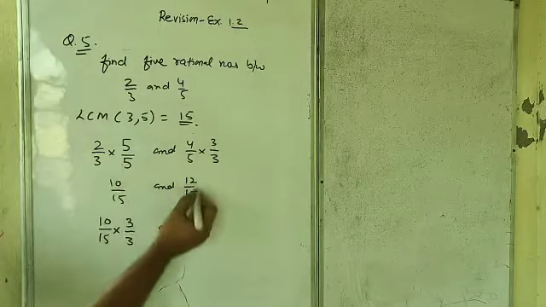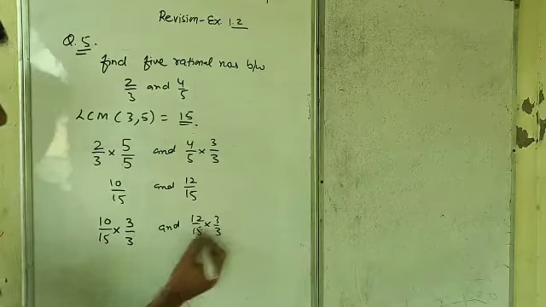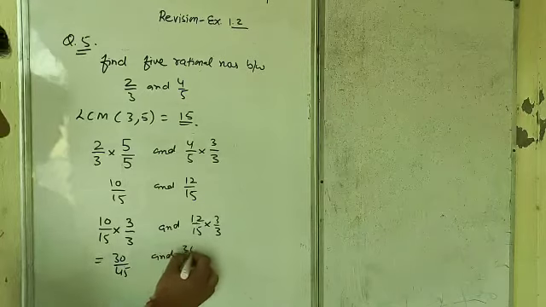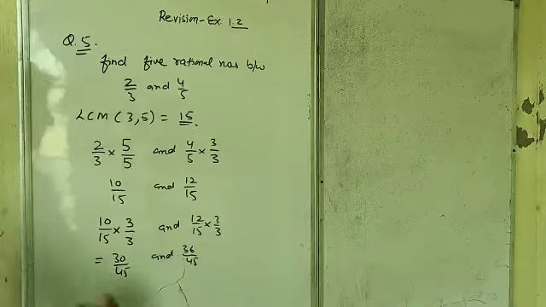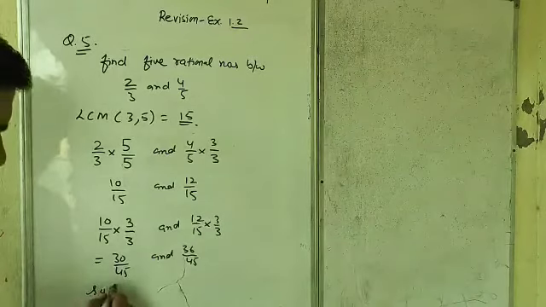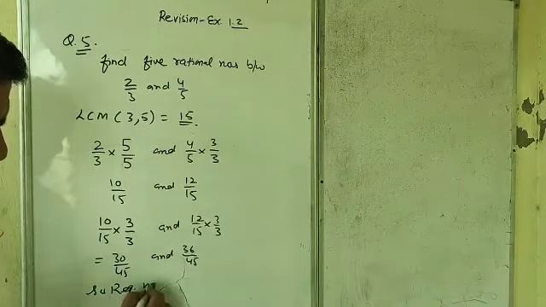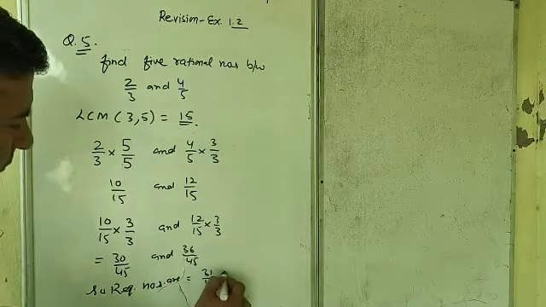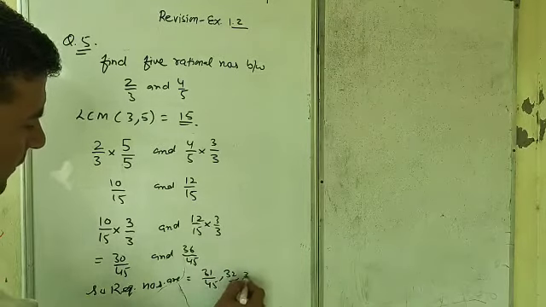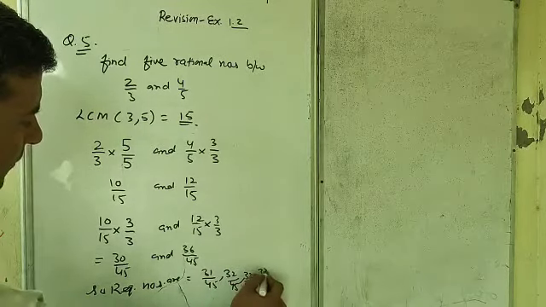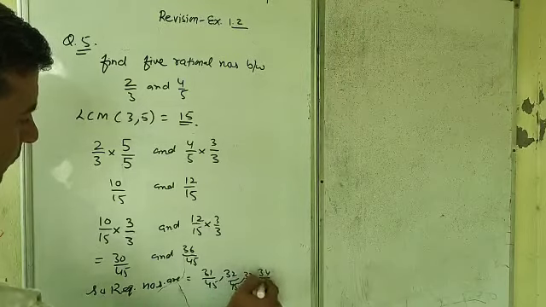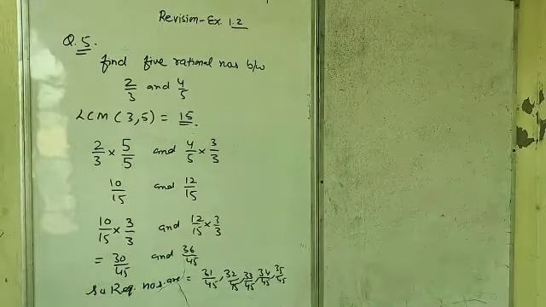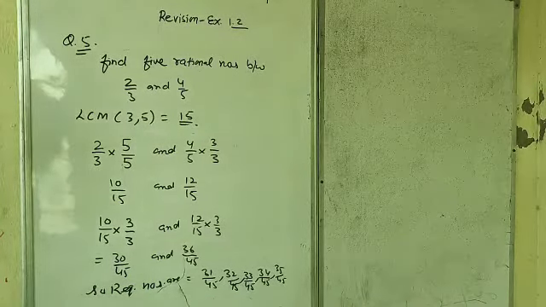We can also just check by multiplying the numbers. 3 by 3. So what is the number? 30 by 45 and 36 by 45. So how many rational numbers are between them? So required numbers are 31 upon 45, 32 upon 45, 33 upon 45, 34 upon 45 and 35 upon 45. So these are the 5 different rational numbers that lie between the given numbers.